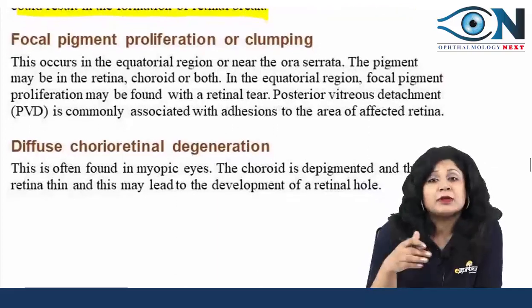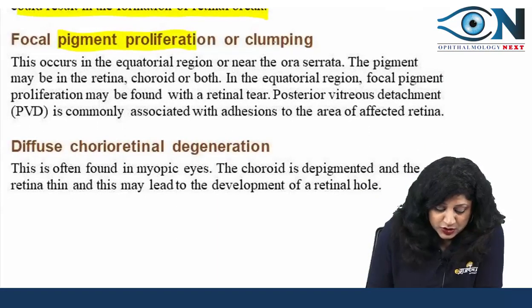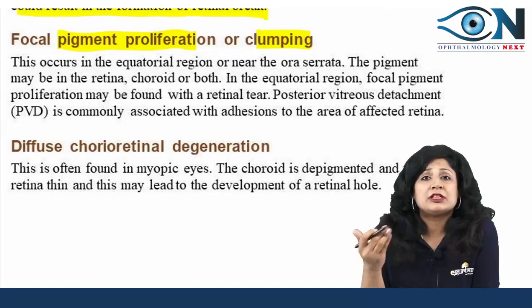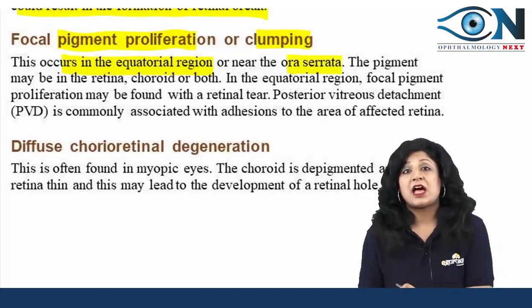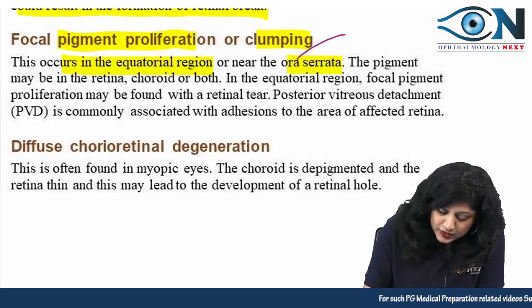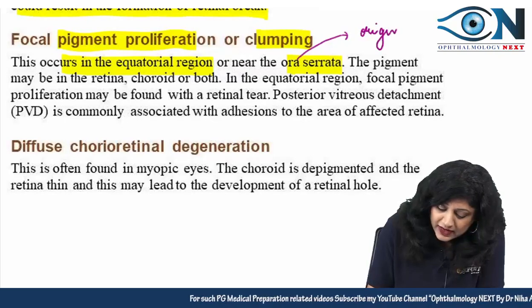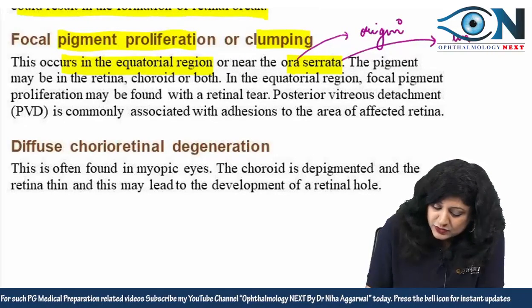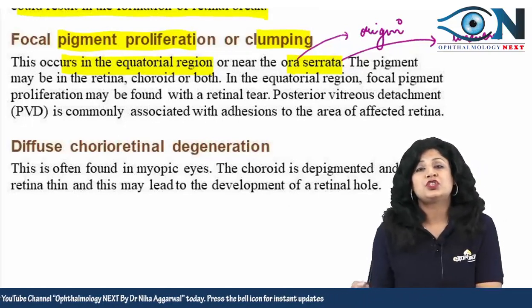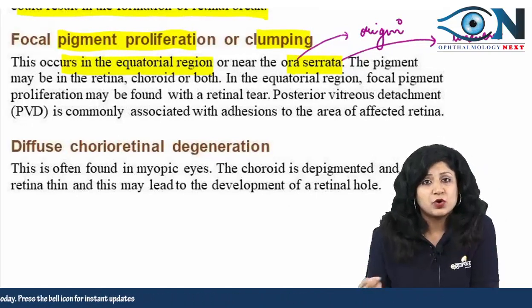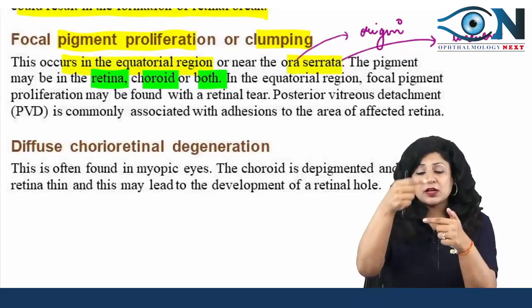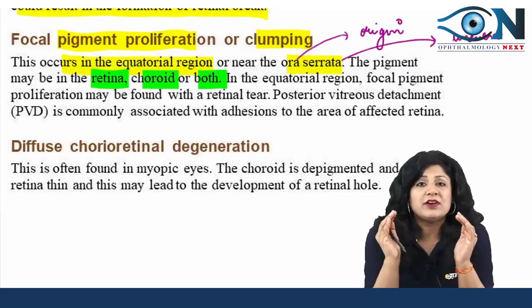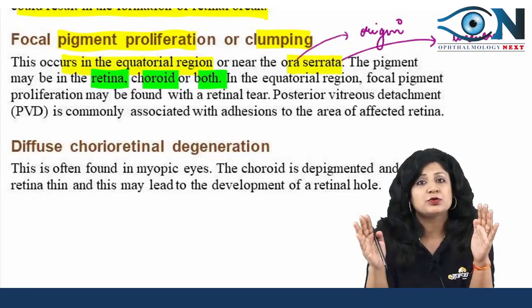Then you have got now the pigments. So you can have pigment proliferation, you can have clumping. So when I talk about this pigment proliferation or the clumping, this occurs in the equatorial region or in the ora serrata. I hope you know what is ora serrata. Ora means the origin, right, and serrata means uneven. So you have got uneven margin from which the retina is originating, and this pigment can be in the retina, it can be in the choroid, or it can be in both. But if I talk per se in the equatorial region, that is somewhere between the anterior pole and the posterior pole of the eyeball.